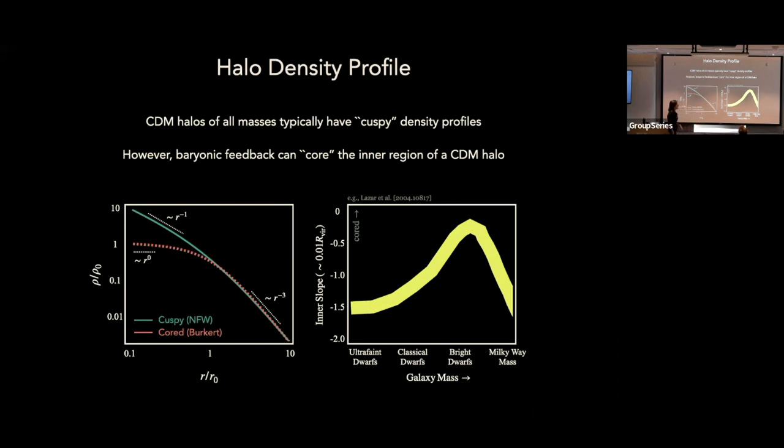If you're cuspy, you're further down here. And what you can see is that baryonic feedback doesn't just core everything. It primarily cores these bright dwarfs. And the reason for that is actually very intuitive. When you're down here, you really don't have that many baryons in your system, so you don't have that much feedback, and so it's pretty much dark matter dominated. It just reverts back to look like the NFW.